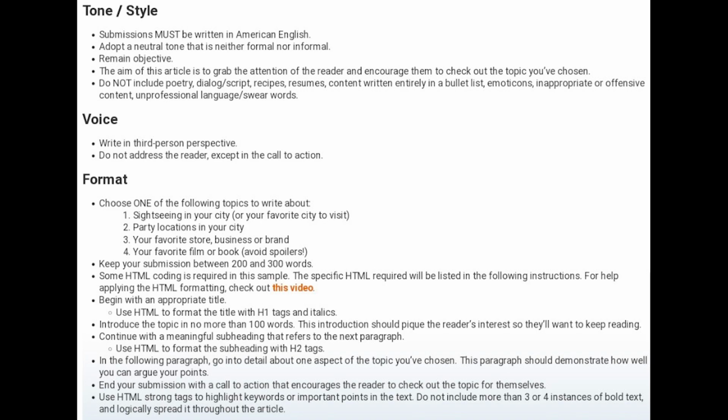Do not include poetry, dialogue, script, recipes, resumes, content written entirely in a bullet list, emoticons, inappropriate or offensive content, unprofessional language, and swear words.